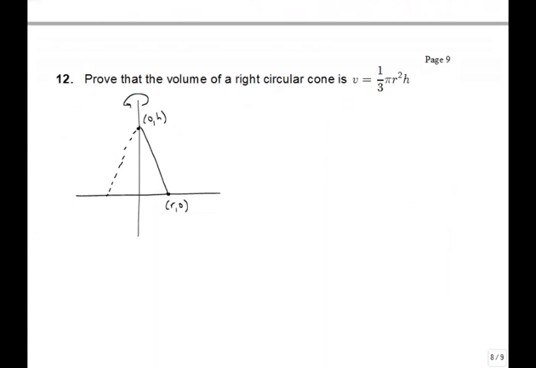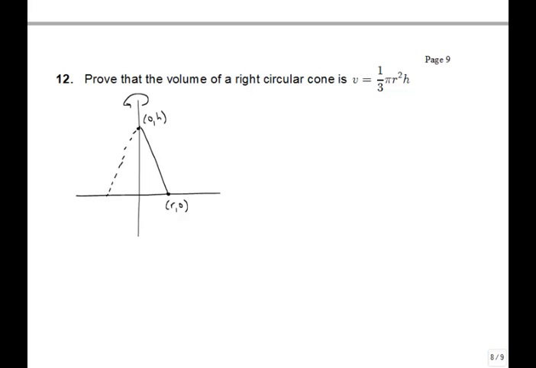Okay, in our last example, we're going to do a little proof. So we're going to prove that the volume of a right circular cone is 1/3 pi r squared h. We've always seen this formula in geometry. You probably learned it in high school when you did geometry. Now we're actually going to use calculus to prove where this formula comes from.